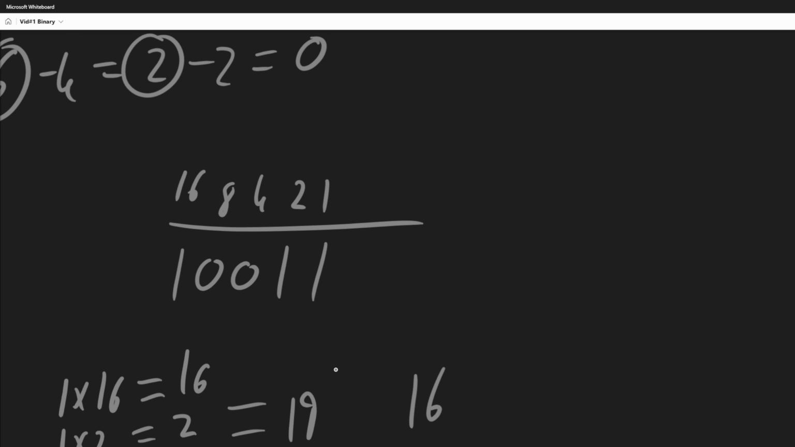Another way to do this, which is just way easier, is 16, then check the next column with a 1 in it, plus 2, then check the next column with a 1 in it, plus 1. And that gives us 19. So that's how we can write 19 in denary from binary.